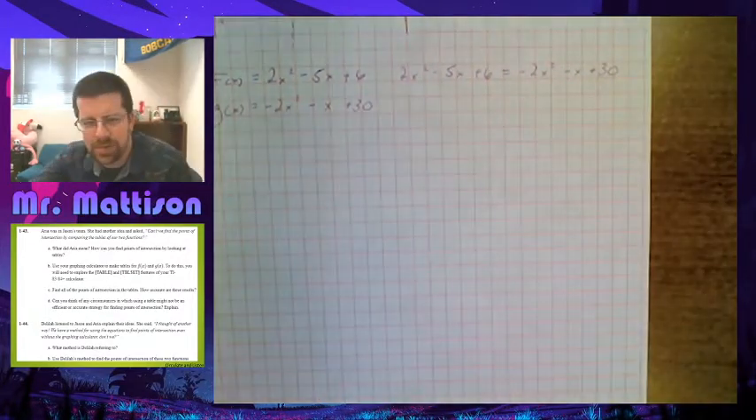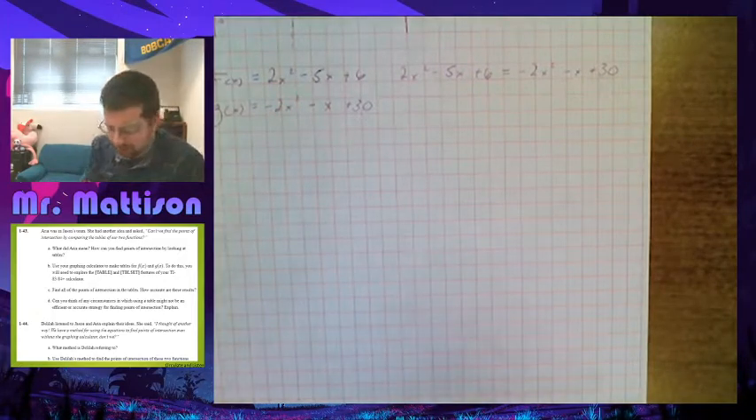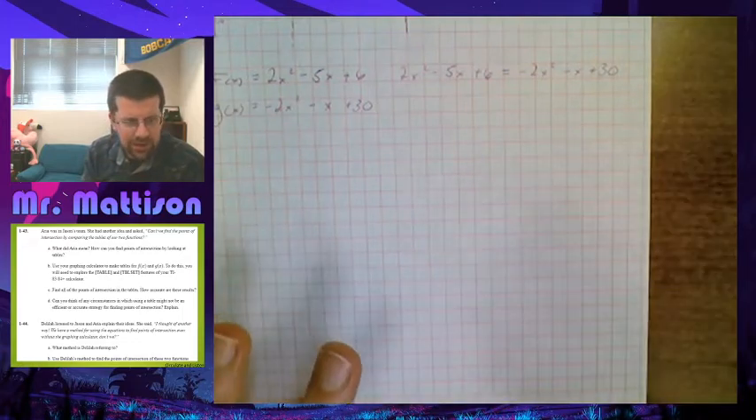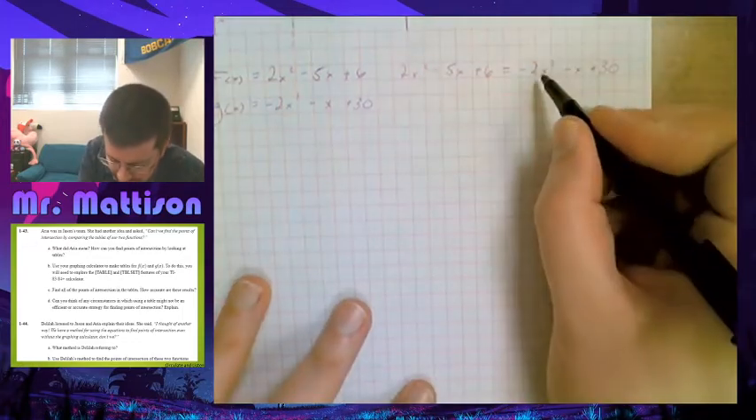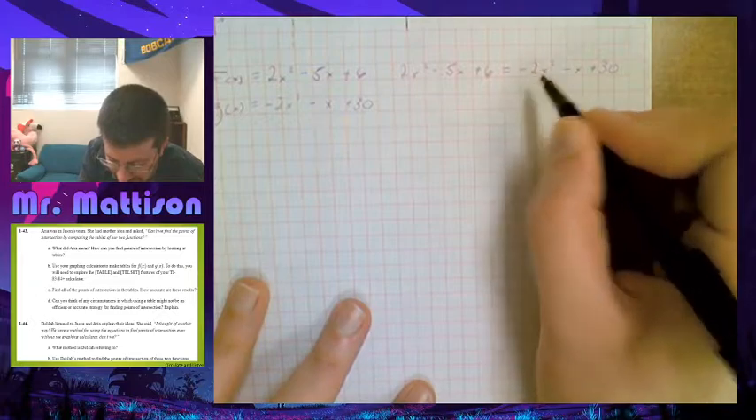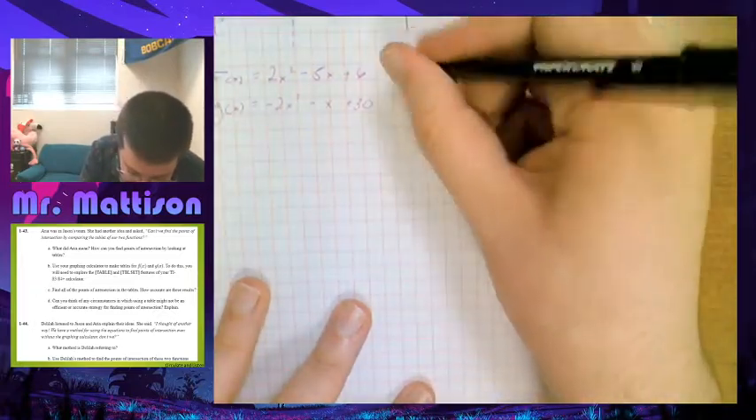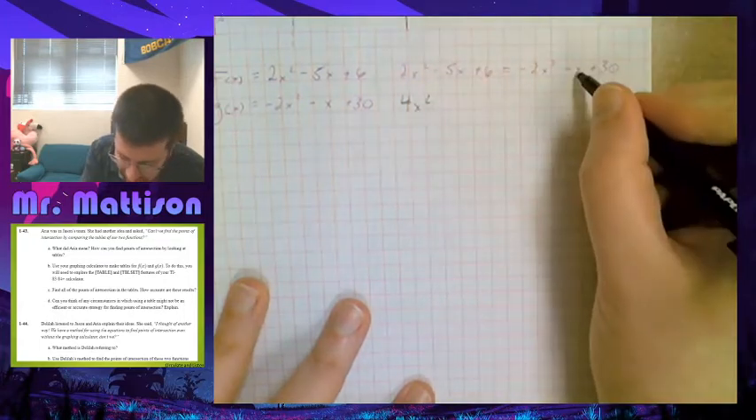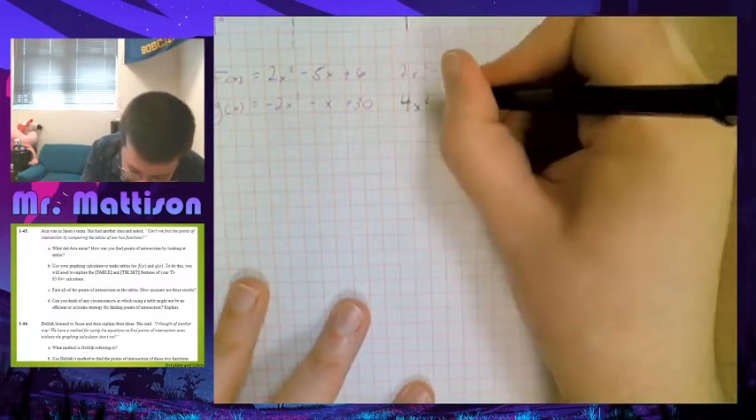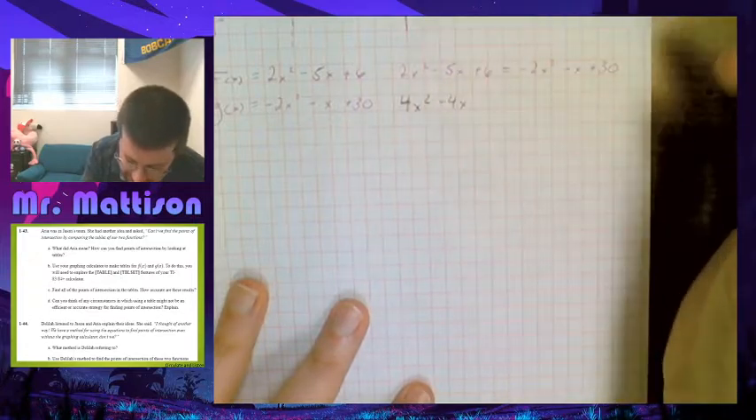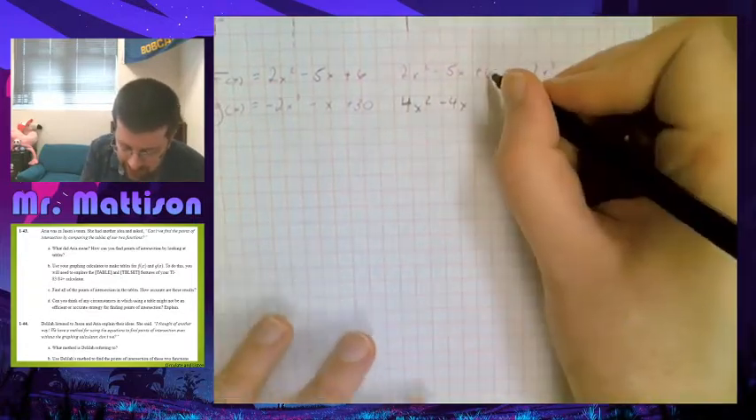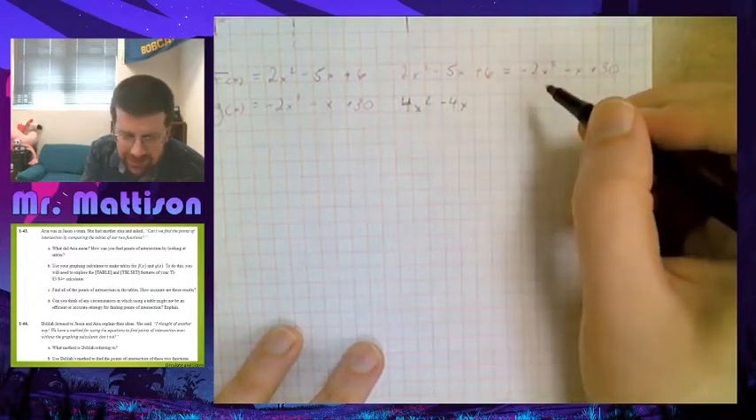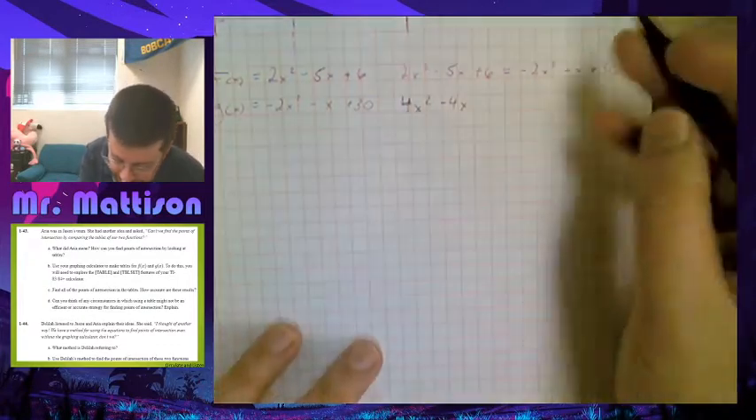I'm going to use black just so it shows up a little bit better than maybe that purple is. So I want to get all my x's on one side, all my non-x's on the other side. So if I move this -2x squared over, I'm going to add 2x squared to both sides. So I'm going to get 4x squared over here, and then I'm going to move over this negative x by adding x. So I'm going to get minus 4x. And then I can move this 6 over, or I can leave it. I'm actually going to leave it on the side because I'm probably going to need to factor this.